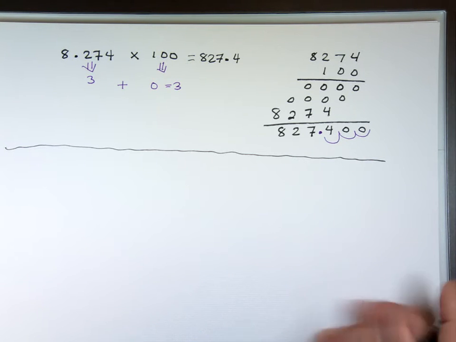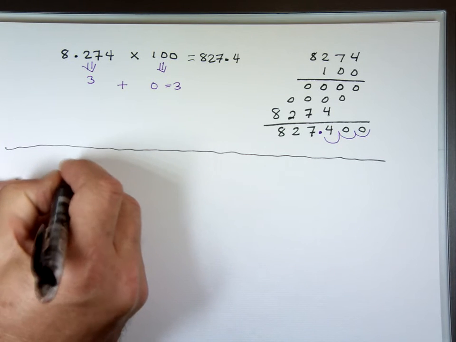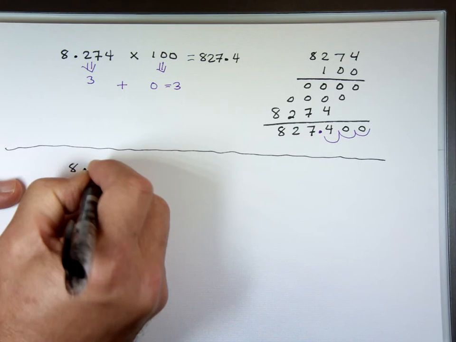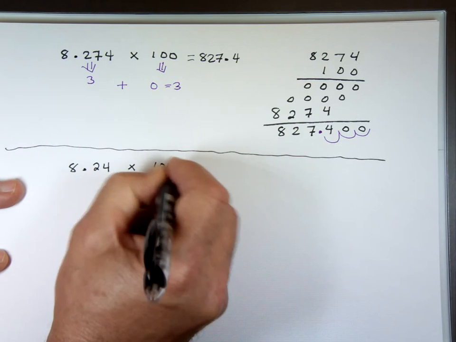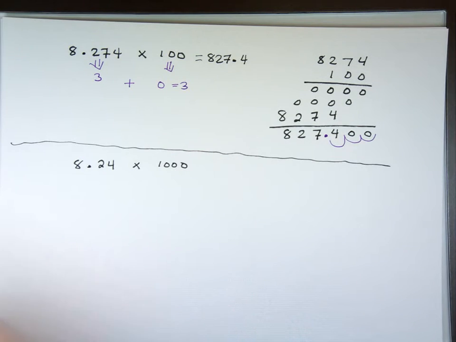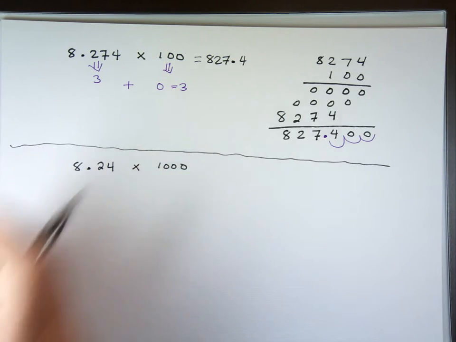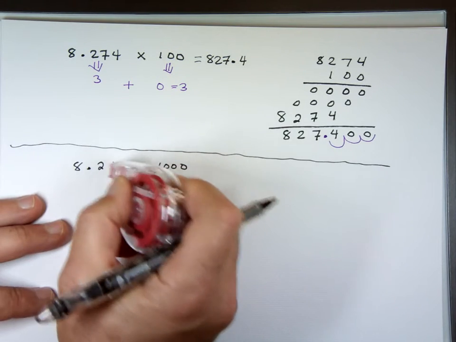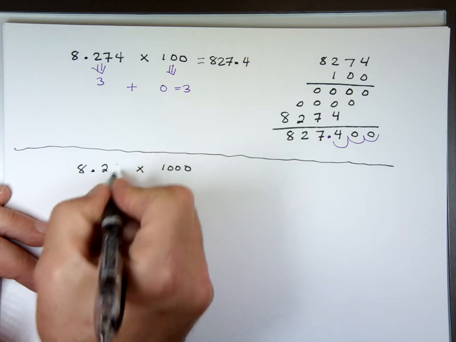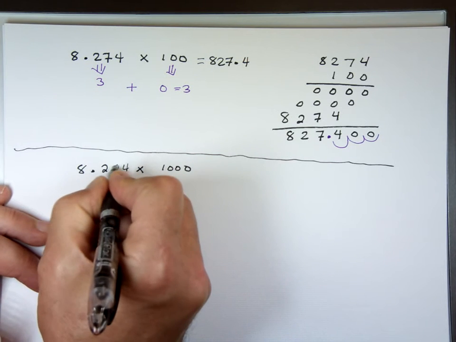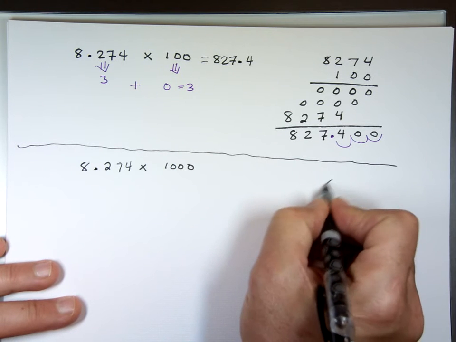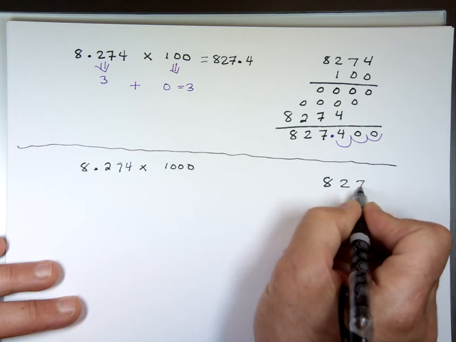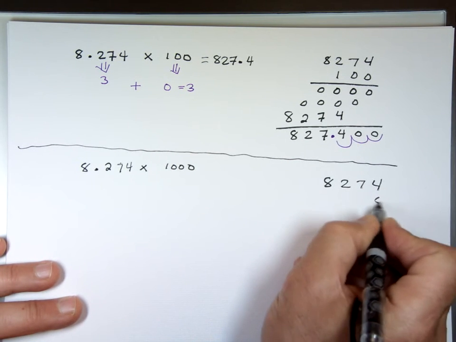Now let's take the same number, there's a plan why I'm doing this, and multiply it by 1,000 instead of 100. 8.274, I missed the 7, I said the same number, I left something out. So write the number without the decimal point, 8274. Multiply it by 1,000.